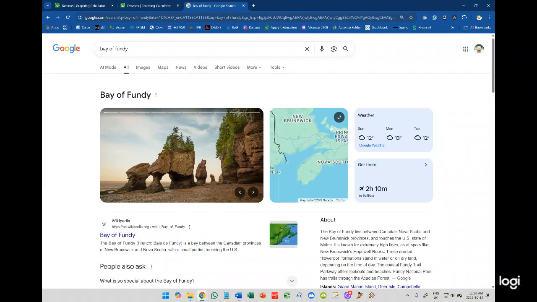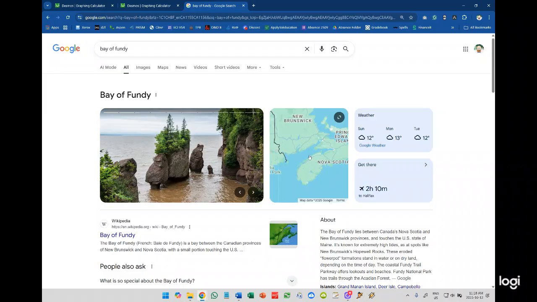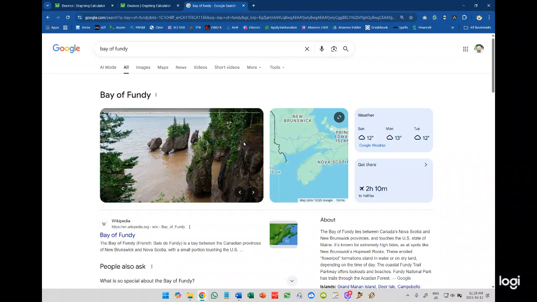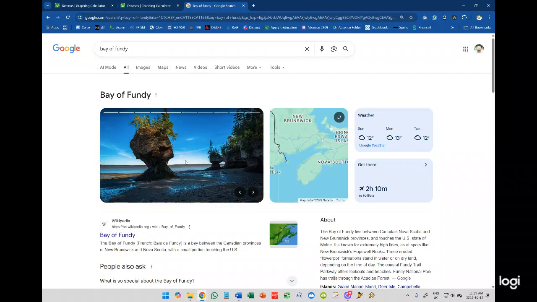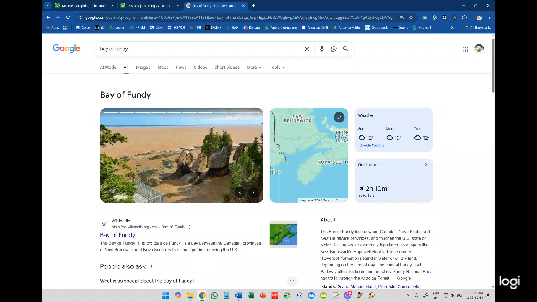is this beautiful area in Canada. So it's basically this little area here between Nova Scotia and New Brunswick, and it's got some of the greatest tides in the world, which if you take a look at some of these pictures here, you can see the tides coming in, and the tides cut the rock, which makes these flower pot rock features. And it's got some of the highest tides in the world.